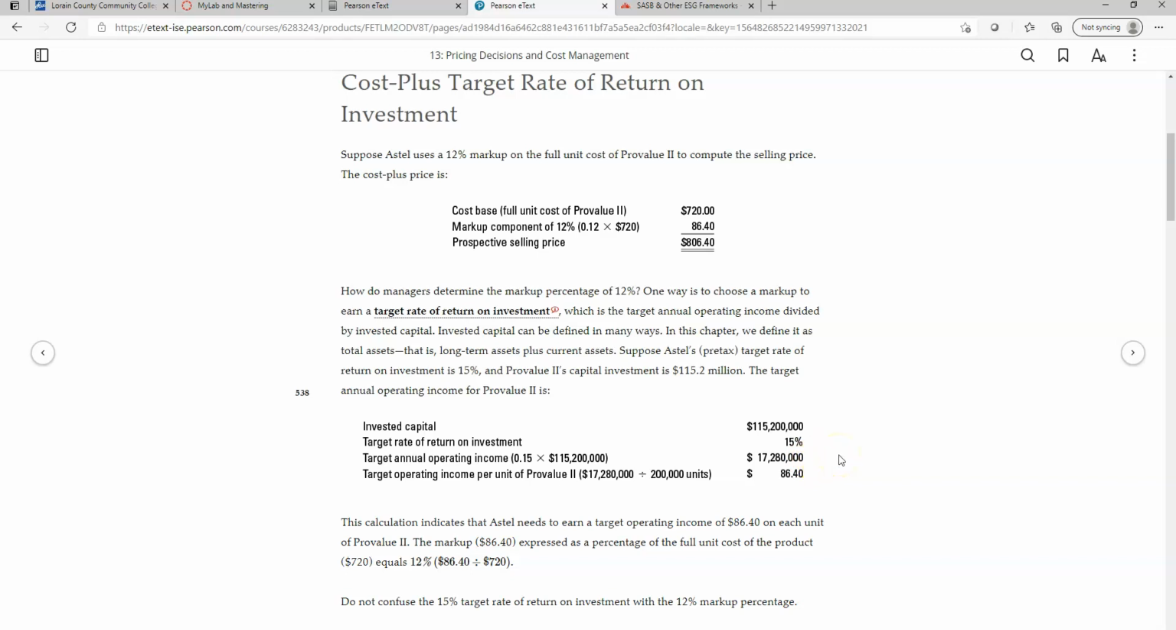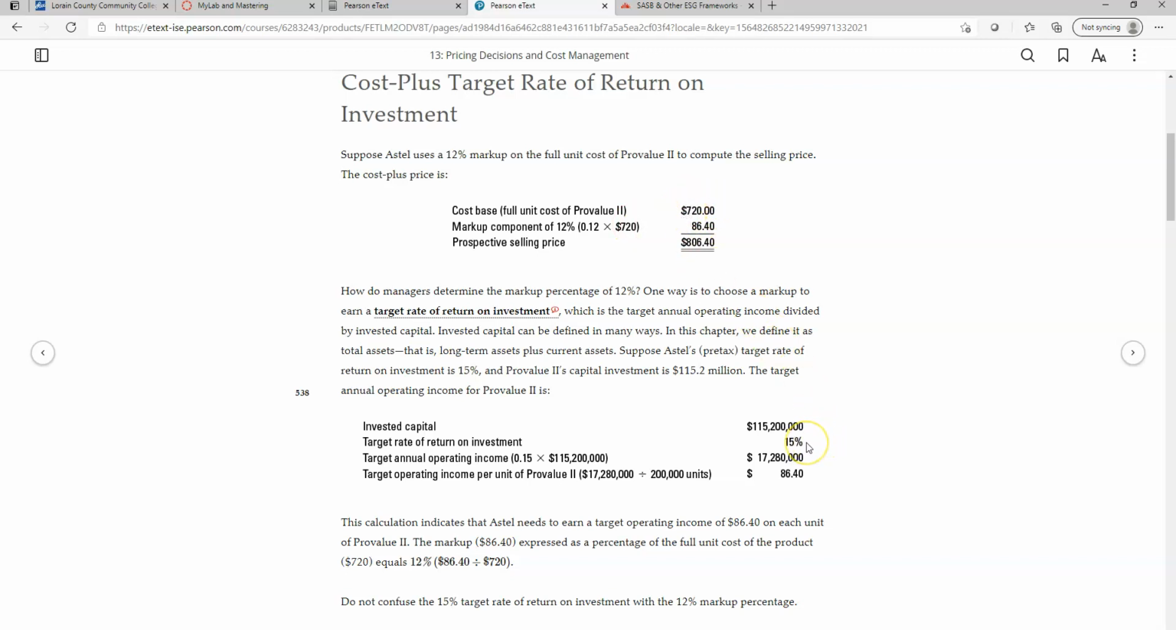Now, if we go back to our illustration and the facts of the circumstance we learned before, the product should increase sales from 150,000 units to 200,000 units. So in this case, I can figure out my target operating income per unit by taking this total annual operating income of $17,280,000 and dividing it by the anticipated number of units I'm going to sell. That will give me my target operating income per unit, or my markup component that we looked at up here. So again, this is a markup component of 12%. This is 12% of this cost here.